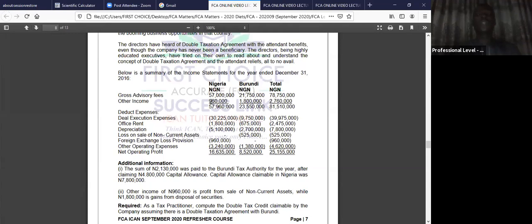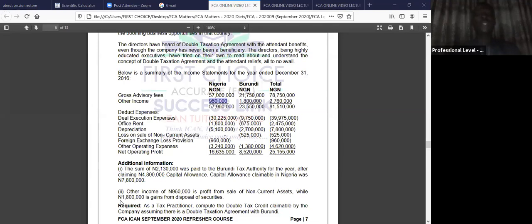Okay, so you see, if we have to disallow loss on sale of non-current assets, so that means we are going to also disallow this profit, because this profit is not an operational profit. It's other comprehensive income. It's not your income from operations. So we are not going to allow it. So we are going to deduct it.